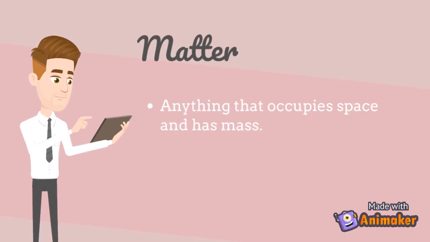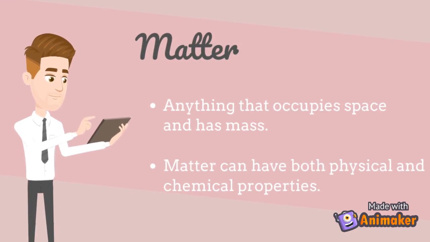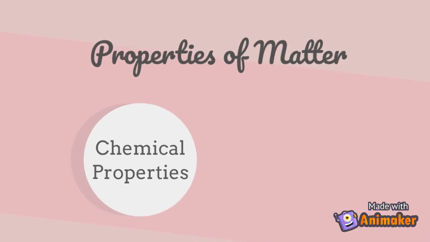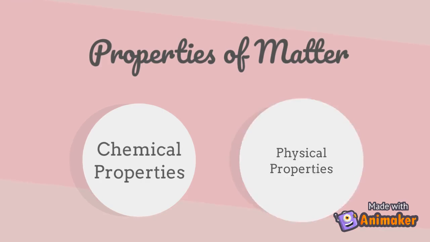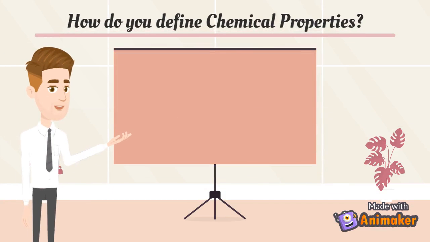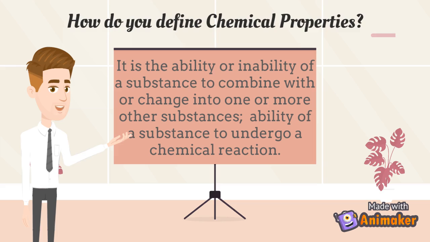Matter is anything that occupies space and has mass. Matter can have both physical and chemical properties. Properties of matter include chemical properties and physical properties. How do you define chemical properties? It is the ability or inability of a substance to combine with or change into one or more other substances. It is also the ability of a substance to undergo a chemical reaction.